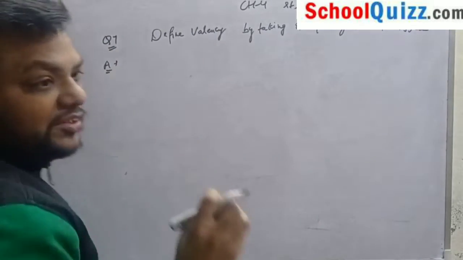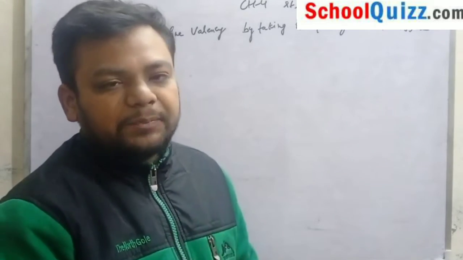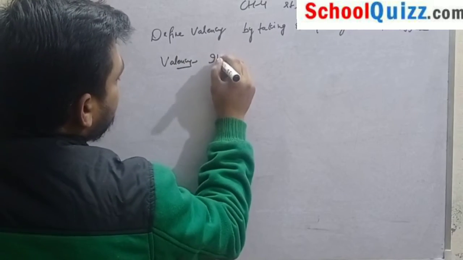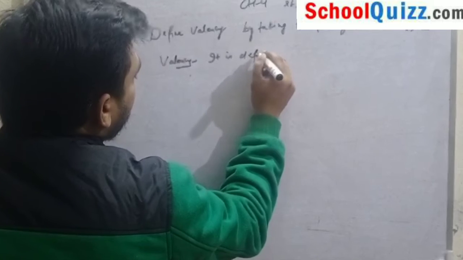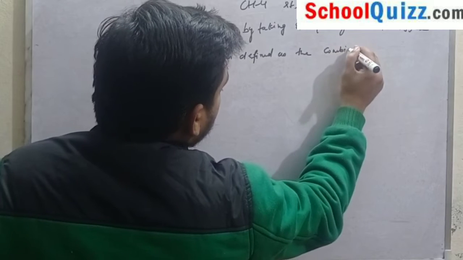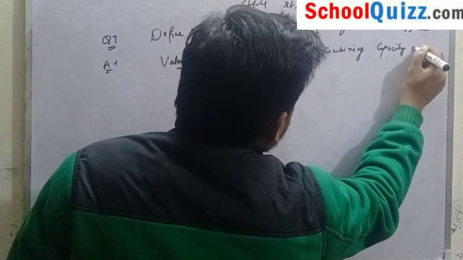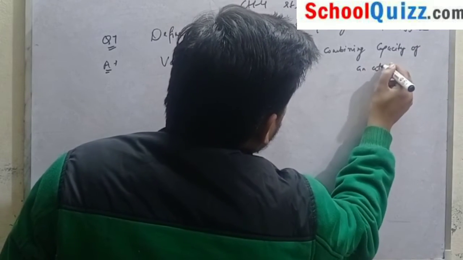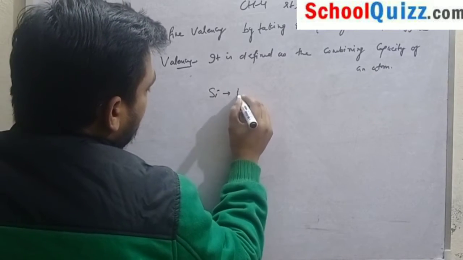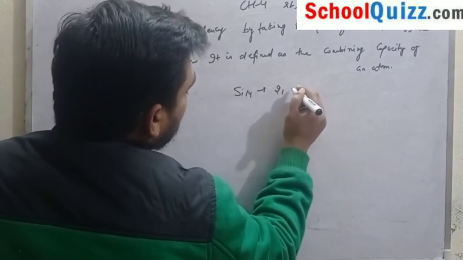As we know, valency is the combining capacity of an atom. It is defined as the combining capacity of an atom. The atomic number of silicon is 14, so its electronic configuration will be 2, 8, 4.